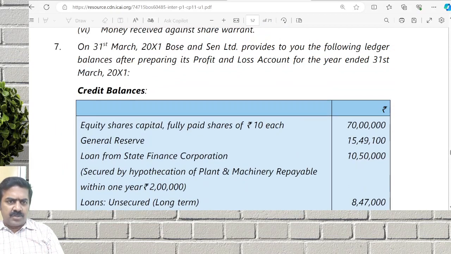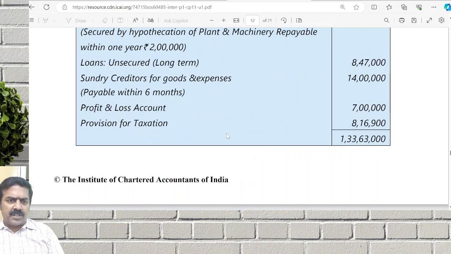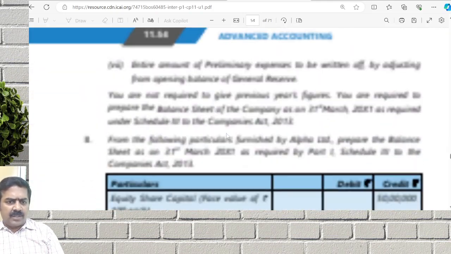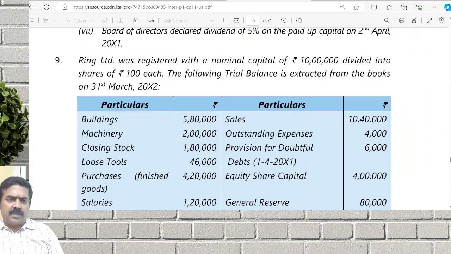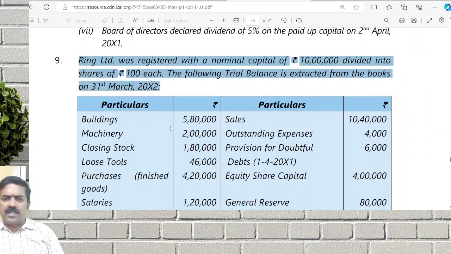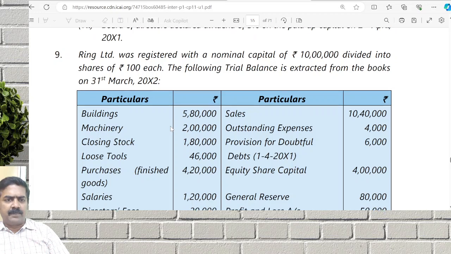The question number 7 also you can go through. They ask you to prepare which account? P&L account and balance sheet. Go through that. That's a simple question only. Go through question number 9. This model you can expect. Now, question number 9 and 10 model you can expect in the exam.